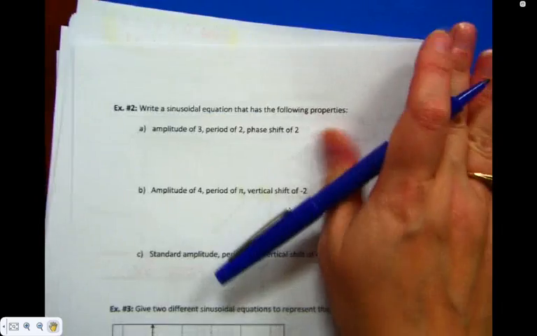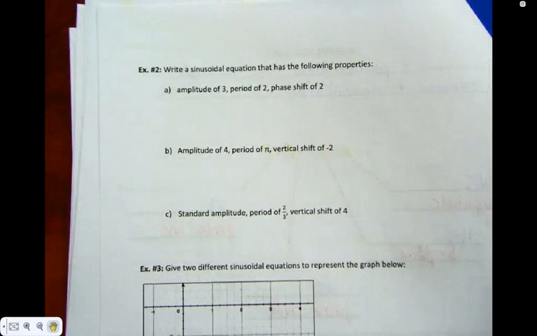Okay, now we're going to go backwards. I'm going to give you some properties, and we're going to write the equation that has this property. So we're going to write a sinusoidal equation that has an amplitude of 3, a period of 2, and a phase shift of 2. Okay?